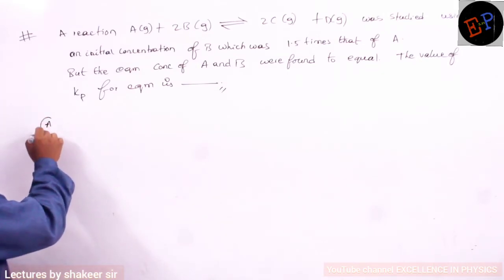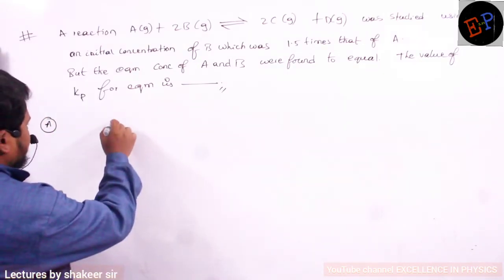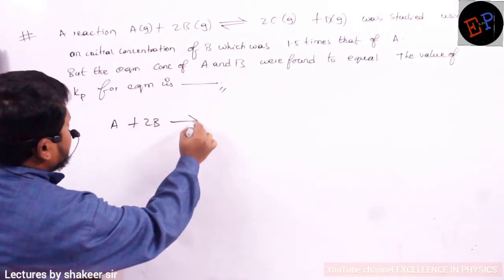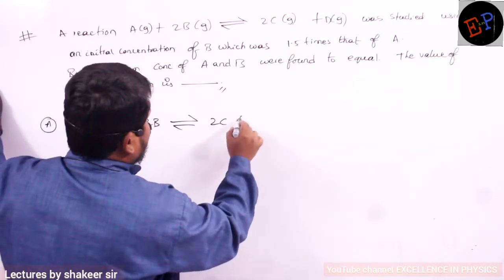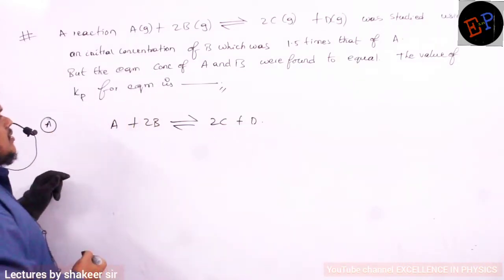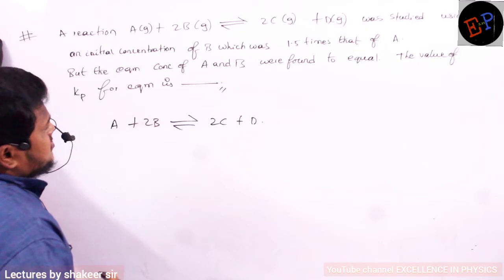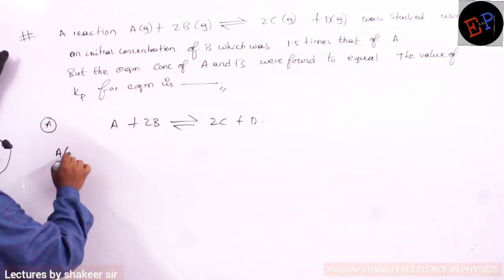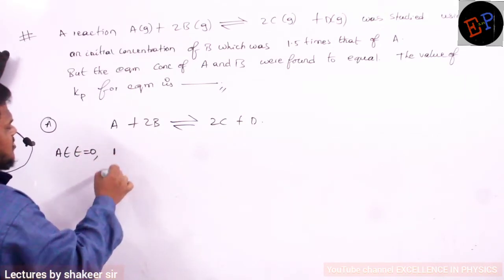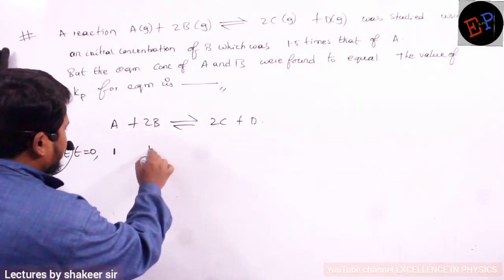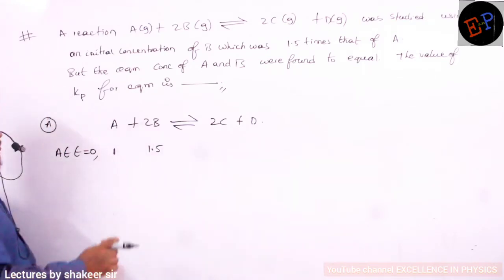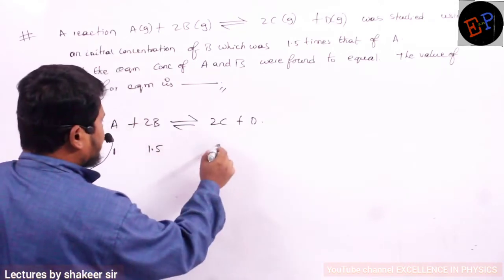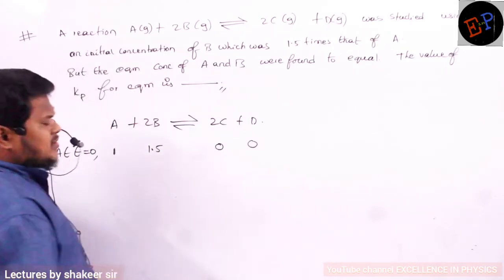Okay, now see. Let us write the reaction. A plus 2B converting into 2C plus D. This is the reaction. Initially concentration of B was 1.5 times that of A. So if I take concentration of A at T equal to 0, then concentration of B was 1.5. This is the meaning of this one. When compared to concentration of A, it was 1.5. Are you able to understand? And at T equal to 0, concentration of C and concentration of D will be 0.